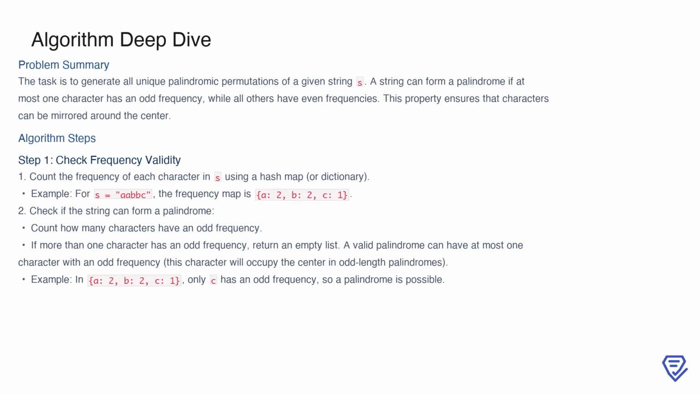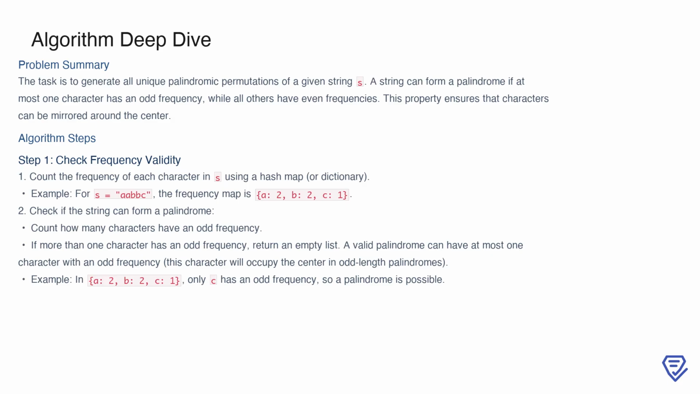To solve the problem of generating all unique palindromic permutations of a string, we first need to understand the key property of palindromes: the characters in the string must mirror around the center. This means that all characters except at most one must have even frequencies. The character with an odd frequency, if it exists, would occupy the center in odd-length palindromes.